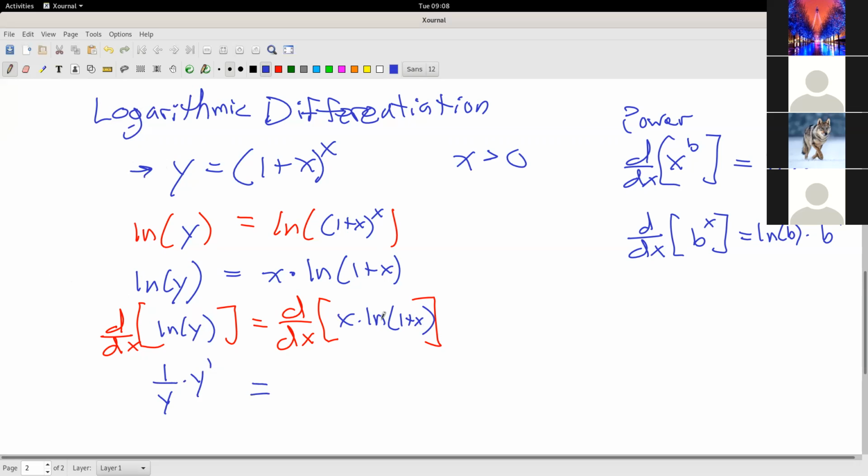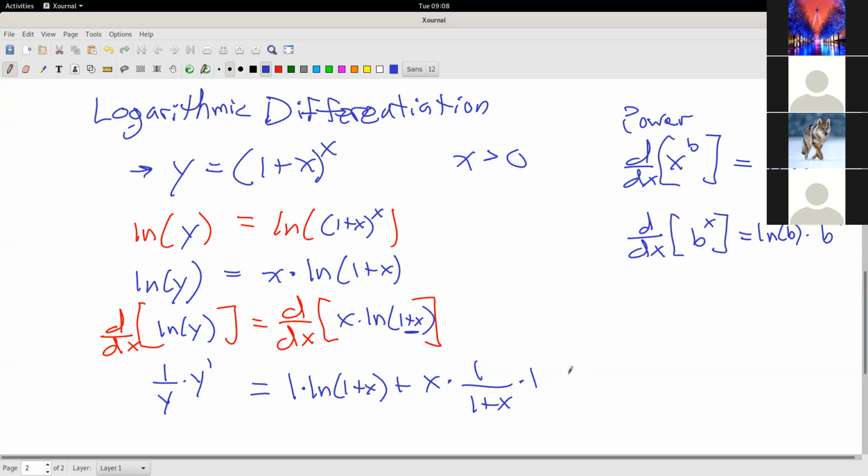On the right side, I have to apply the product rule, which says take the derivative of the first function, derivative of x is 1, times the other function. Add that to the first function, x, times the derivative of the other function. And the derivative of a natural log is 1 over 1 plus x times the derivative of the inside, and the derivative of 1 plus x is just 1. So we do have to double check the chain rule there because there's more than just an x inside the function. So this is a chain rule along with the product rule.